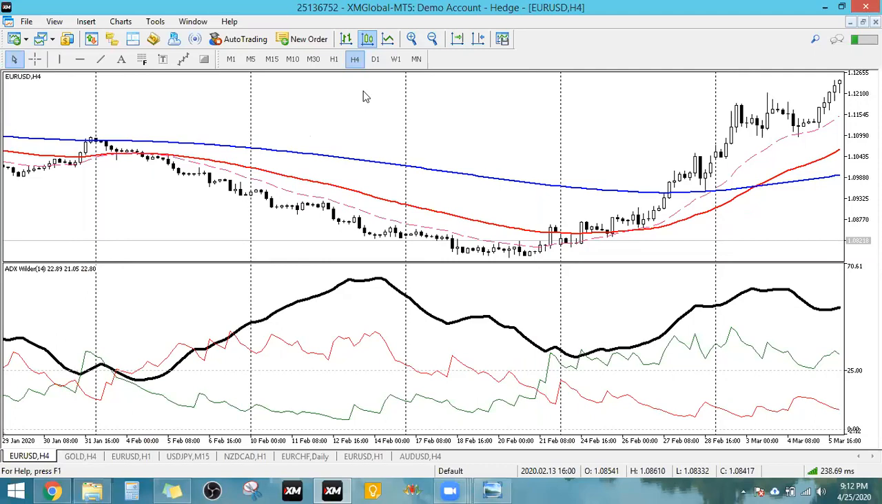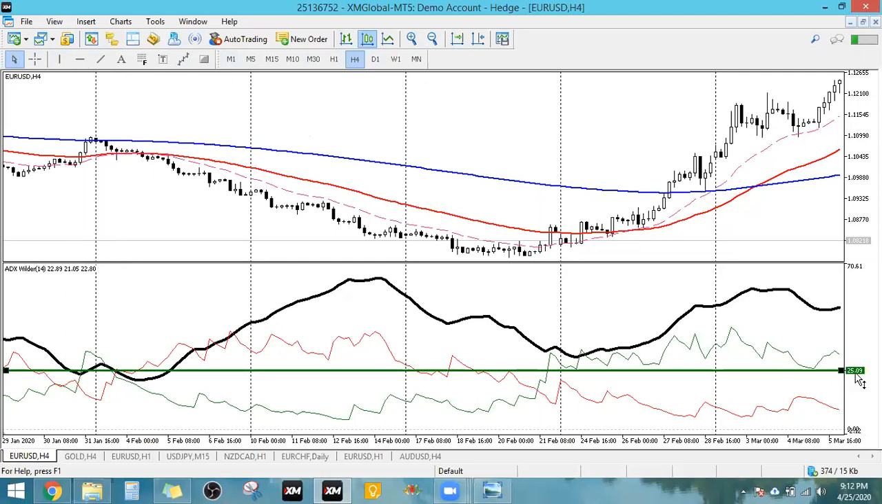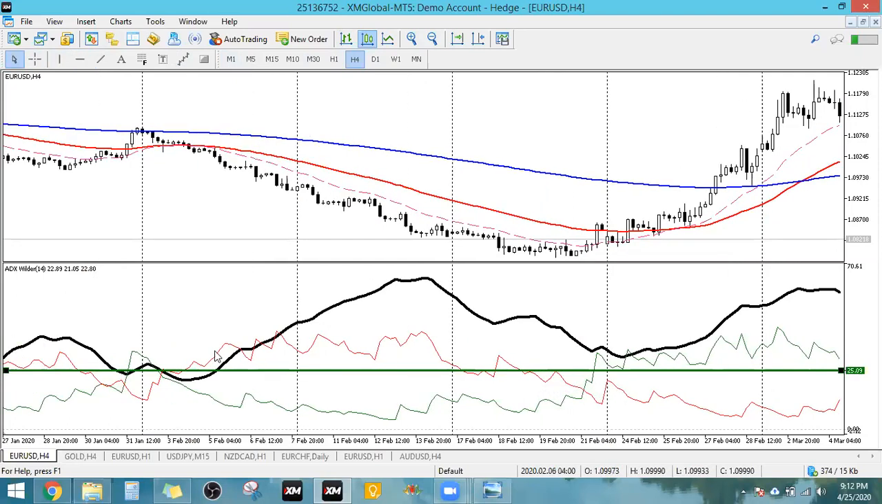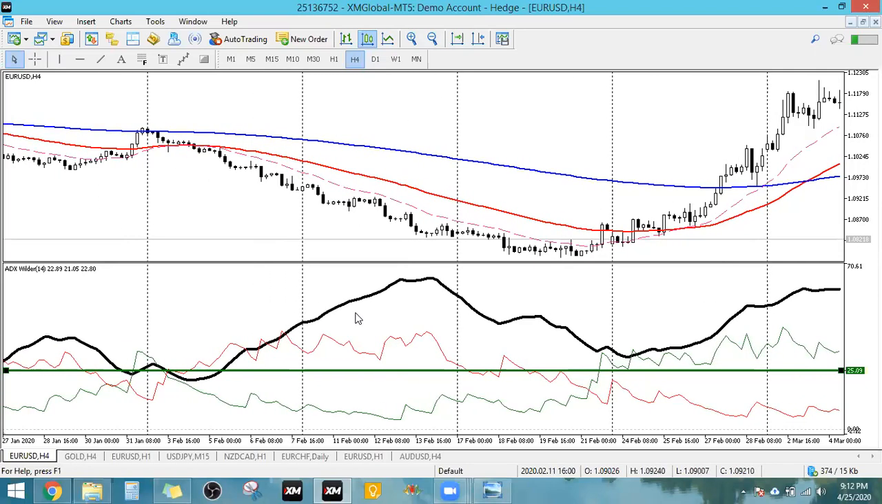If that level, if that line is above your 25 level, so dito papasok yung 25 natin na nakasulat diyan. If it's above your 25, that means the market is currently trending. If the market is below that line, it tells you walang trend ngayon. So if you're using your moving averages, why don't you check out your ADX as well?